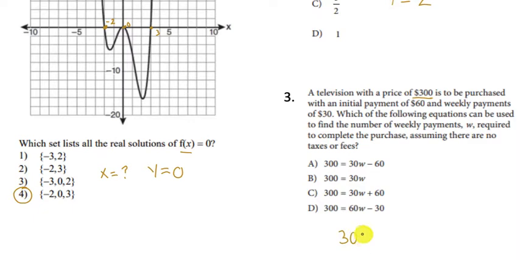A television with a price of $300, and then this is going to be equal to the payment plan that they set forth. So the 300, which is the full price of the TV, is going to equal an initial payment of $60. That's just going to be 60 plus weekly payments of $30. So this is going to be 30 times the variable that represents the number of weeks that have passed, which will be W. And if we look at the answer choices, this is answer choice C.